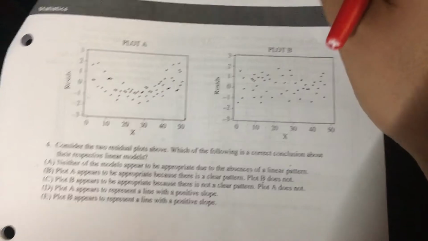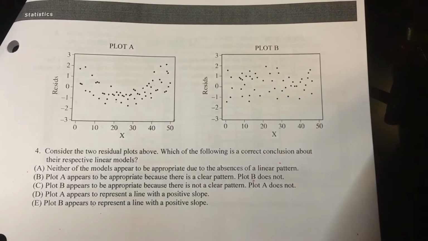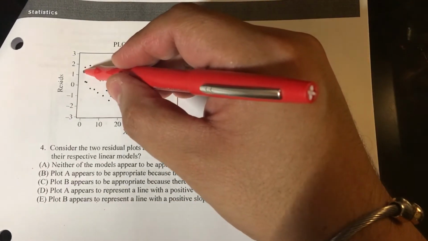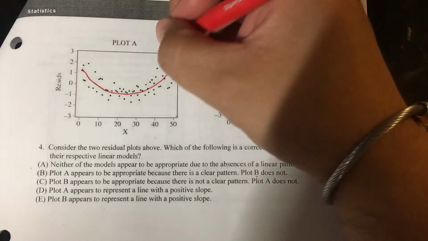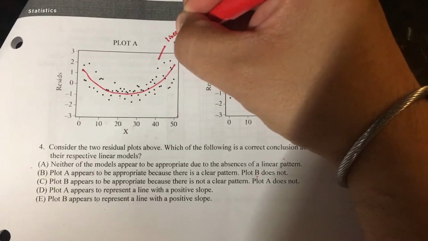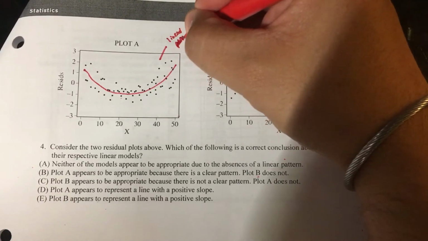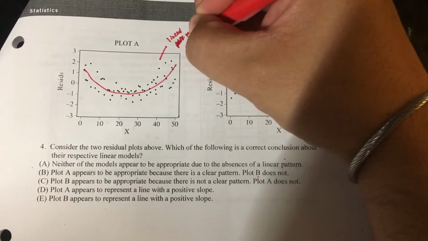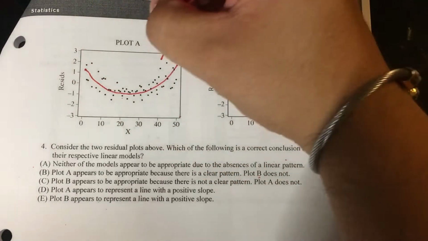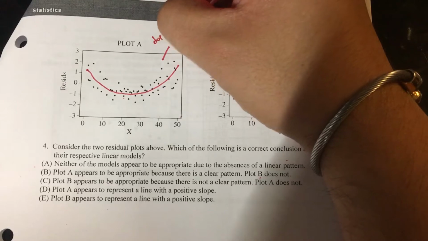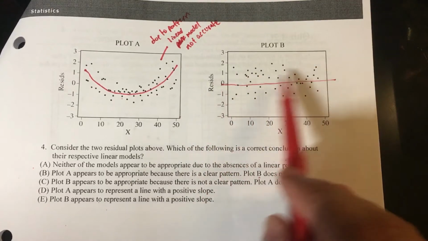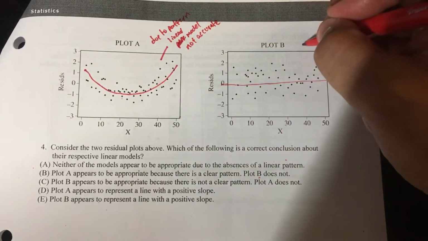So, moving forward, consider the two residual plots above. Which is the correct conclusion about the respective linear models? You guys remember in the residual plot here, I can see a pattern. So on this one, I would say the linear model is probably not accurate here because I start to see this pattern. And on this one here in the middle, I don't really see a pattern. It's kind of all over the place. So I think the linear model is good here.